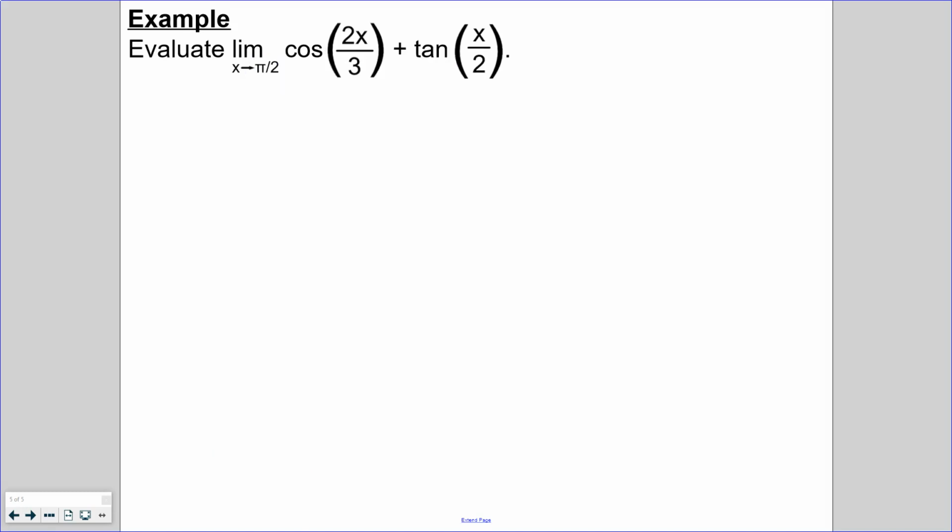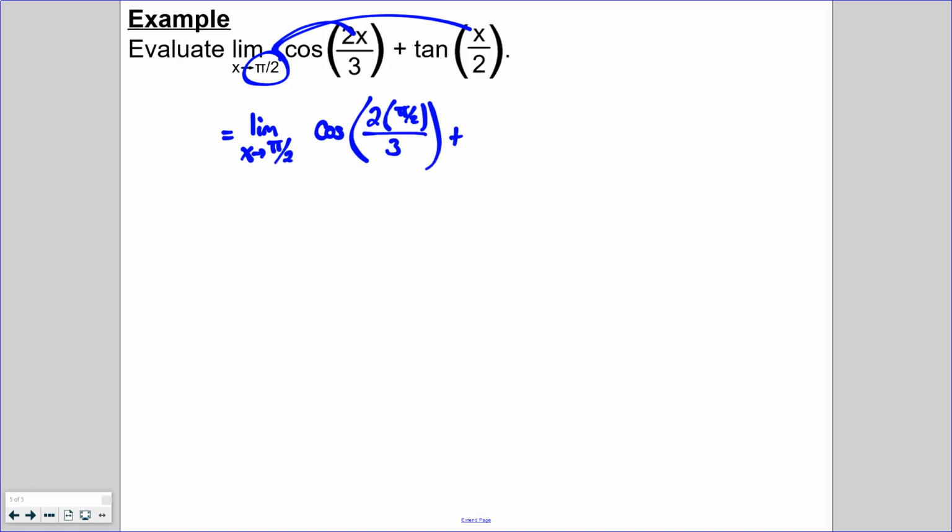All right, and finally, one last example here. We want to evaluate the limit as x approaches pi over 2 of cosine of 2x over 3 plus tangent of x over 2. And as you can see from these problems, the two challenging features are first simplifying the fraction and then remembering our unit circle. So we can plug these in for the x value, and this is going to give us cosine of 2 times pi over 2 over 3 plus tangent of pi over 2 over 2.